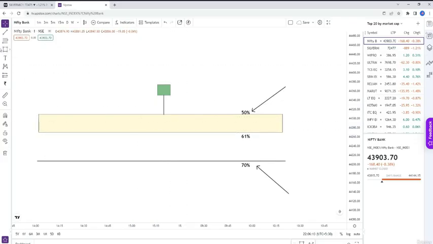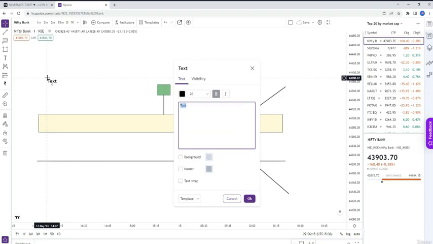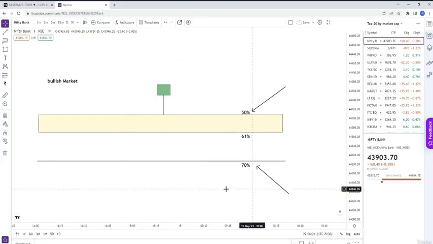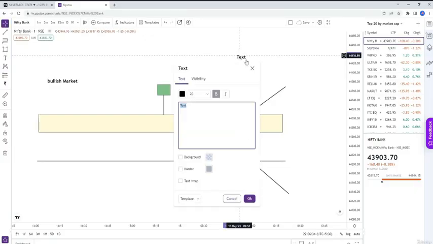Okay, in case of buy, I'm talking about a bullish market. I only buy when the hammer touches 50%. Condition number one. Okay, take a note. I'm not going to give you a note every single time. I request you to take a note. It's your responsibility.